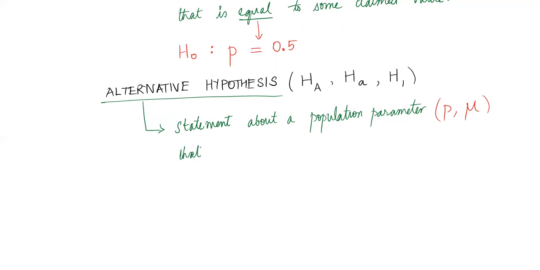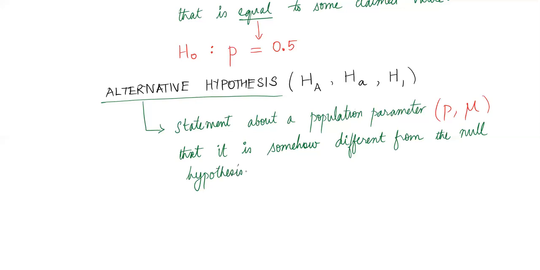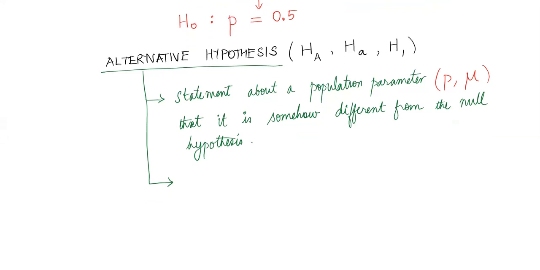It is somehow different from the null hypothesis. That makes sense. If it's alternative, it has to be something different from the null. And so what could be the opposite or different from the null? So the null is always equals, right? It's always equals by default. So the opposite of equals, you can have any one of these symbols, okay?